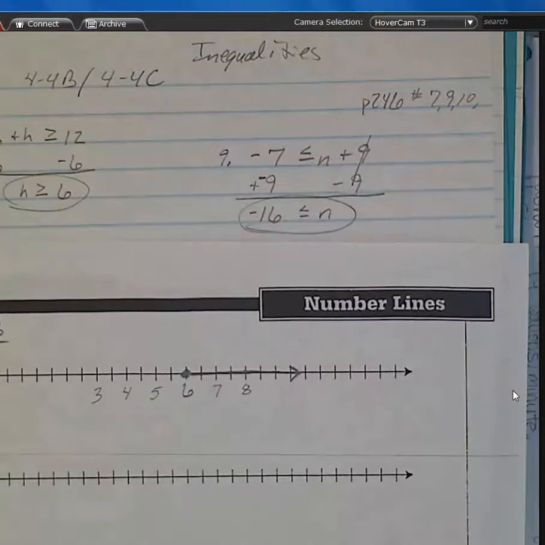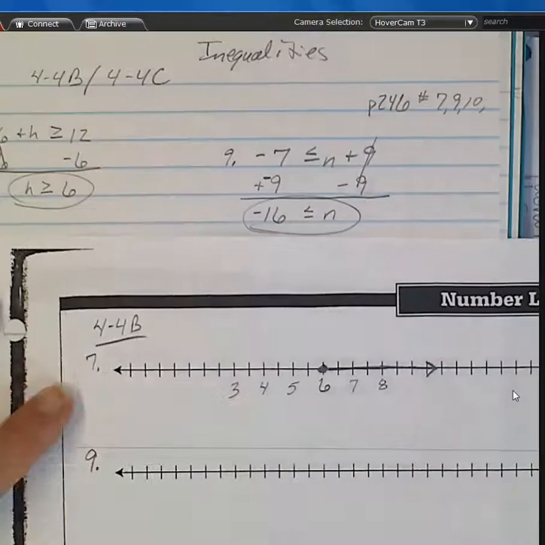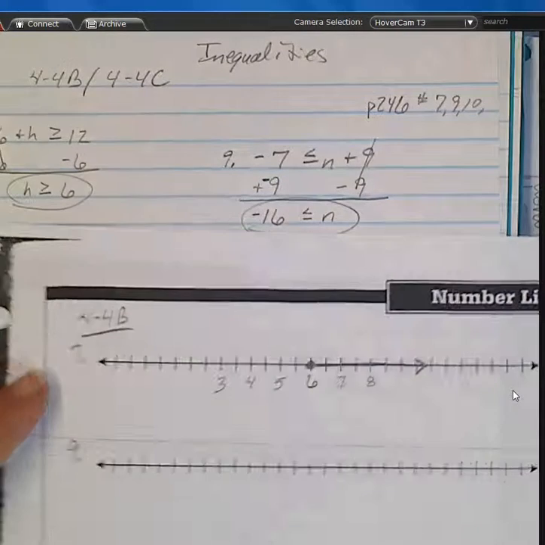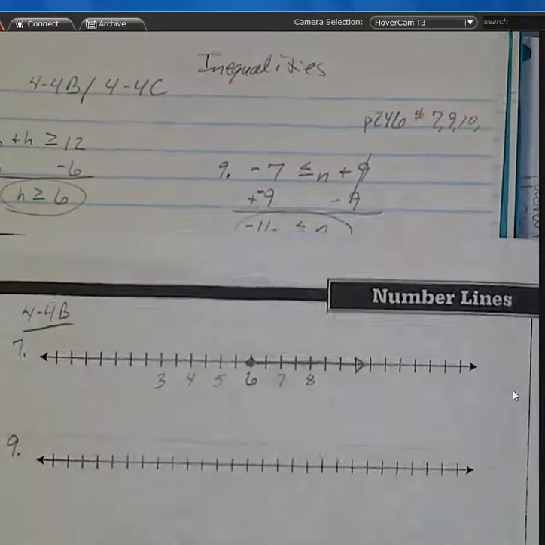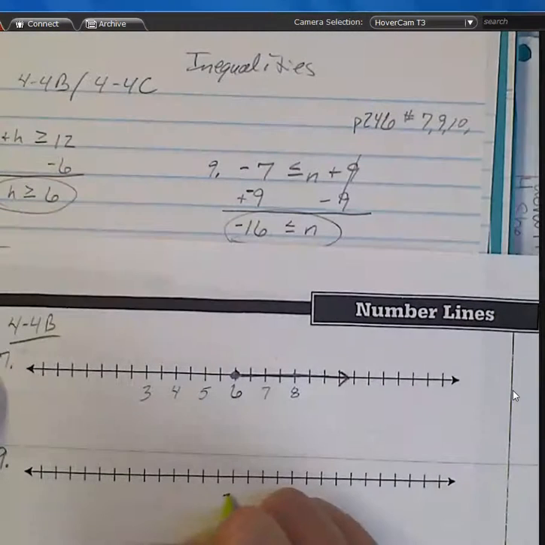Are we done with 9? No, we have to graph it, so I'm going to label my next number line, number 9. And what number are we going to put in the middle? Negative 16. You do not have to start at 0.